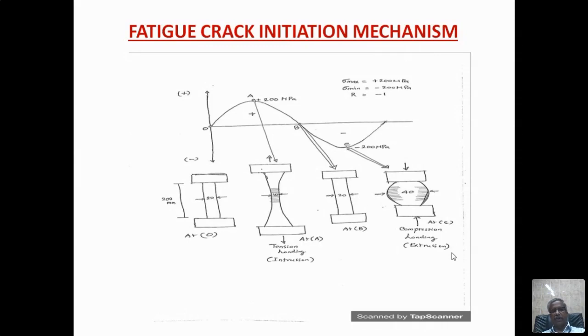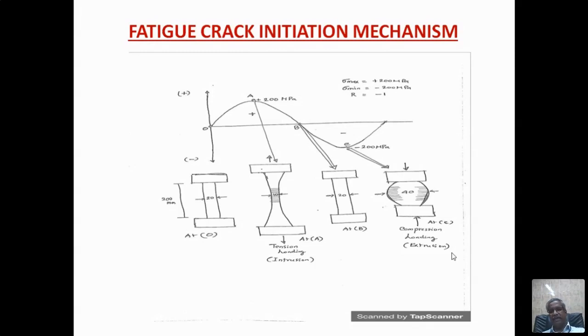Initially, before loading, the specimen has a length of 200 millimeter and 20 mm diameter. That is the condition at zero. Now you apply a load with a maximum stress of 200 megapascal. Maybe this specimen is mild steel, which has a tensile strength of 300 megapascal, so I am stressing this material well below the tensile strength. The stress cycle varies from a maximum of plus 200 to a minimum of minus 200. You see the variation you get.